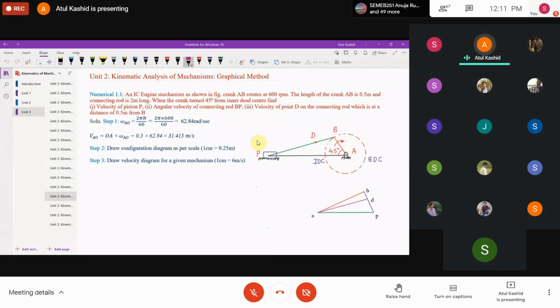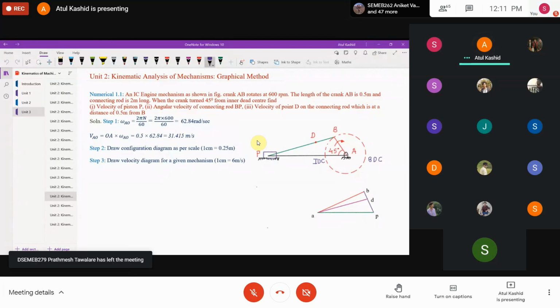An IC engine mechanism, as shown in the figure, crank AB rotates at 600 RPM, right? So the very first step I told you in the last lecture is to identify the input link. So here the input link is your crank AB, and it is rotating at 600 RPM. So RPM is given, so we can find out the omega, the angular velocity for the link AB, by using the simple formula 2 pi N upon 60, right? So that is the first thing we need to identify from this question.